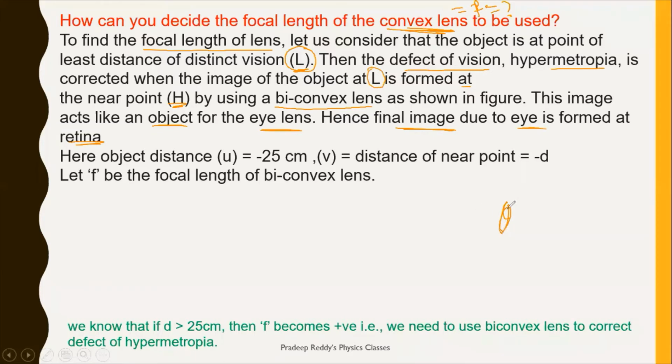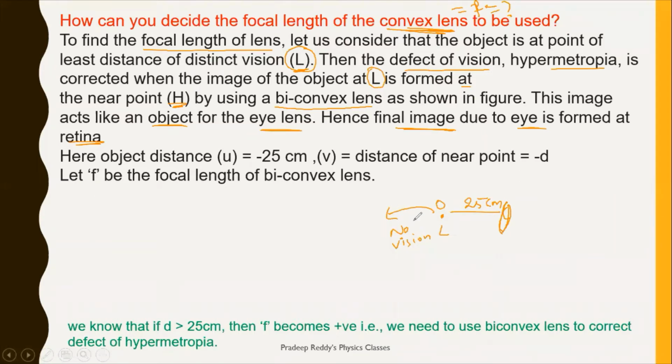Okay, make it simple. Now, what he is telling is that an object is placed at the point of least distance of distinct vision. So this is L, which is 25 centimeter. You are placing an object here. This is O. Because of hypermetropia, beyond this L you cannot see the object. There is no vision in this region.